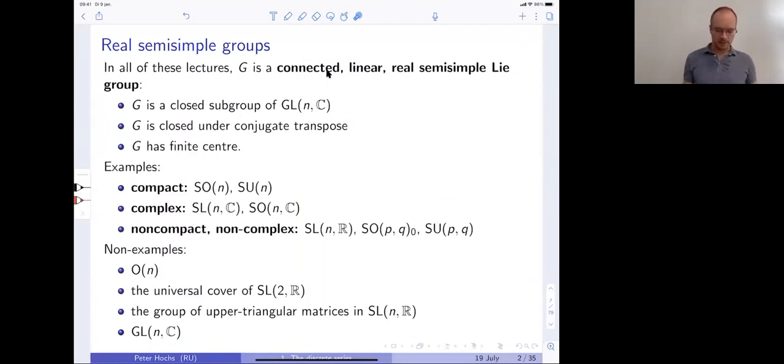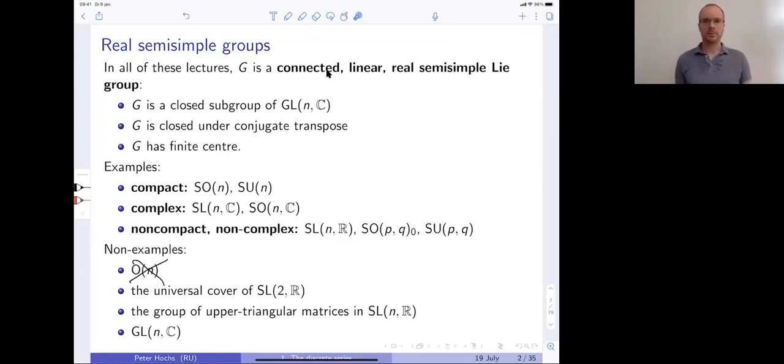Here are some non-examples. O(n) is not an example because it's not connected. The universal cover of SL(2,R) is not a linear group, doesn't lie in a matrix group, so this is not an example of the kind of group we're looking at. There's the group of upper triangular matrices in SL(n,R), which is not closed under the conjugate transpose, so not an example. It'll play a role actually in a later lecture, but not the kind of G we're looking at. And GL(n,C) has infinite center, so it doesn't satisfy this requirement. So the groups SL(n,R) will come back as examples regularly, and particularly SL(2,R).